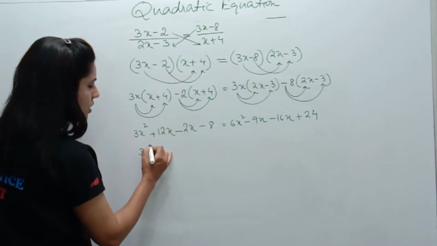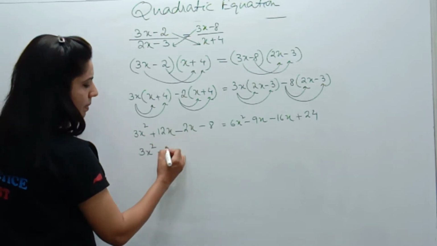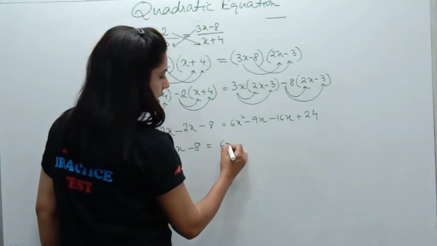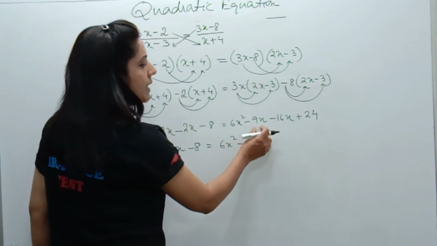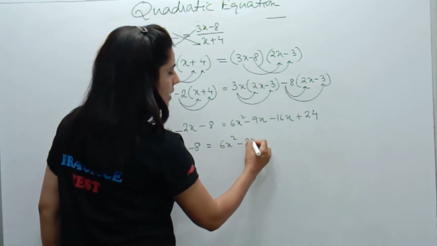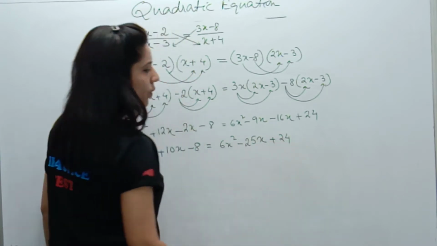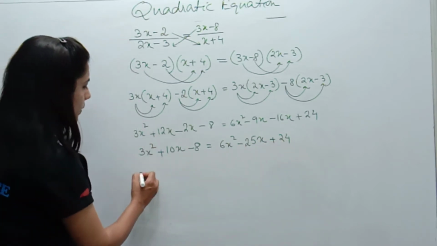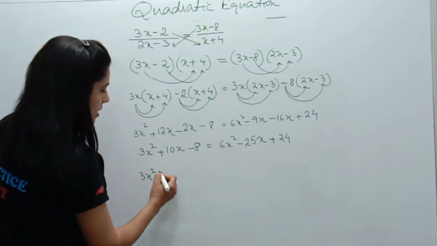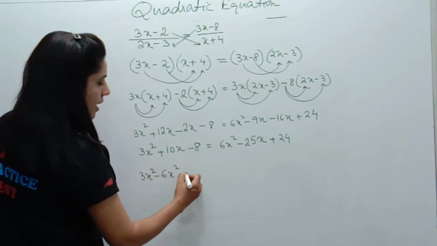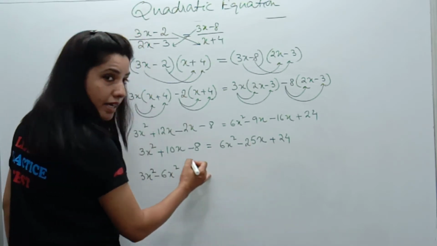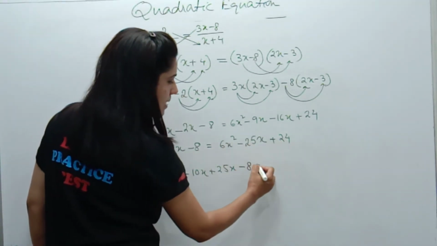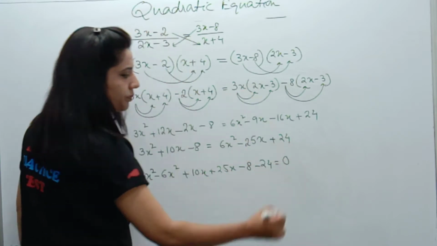So we can write one more step, 3x square plus 12x minus 2x will give you 10x minus 8 is equal to 6x square minus 9x and minus 16x will give you minus 25x plus 24. Now you get everything in the left hand side, make the right hand side 0. So it's 3x square, get 6x square this side, minus 6x square plus 10x, get minus 25x this side, so plus 25x minus 8, get this side, minus 24 equal to 0.